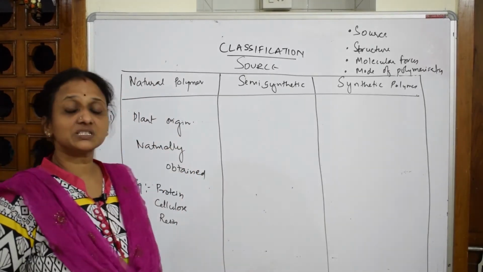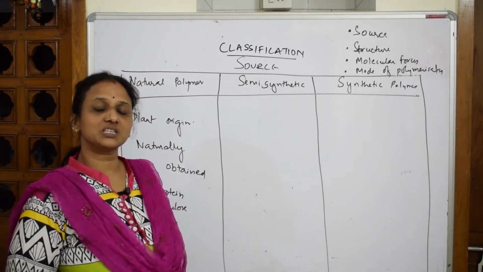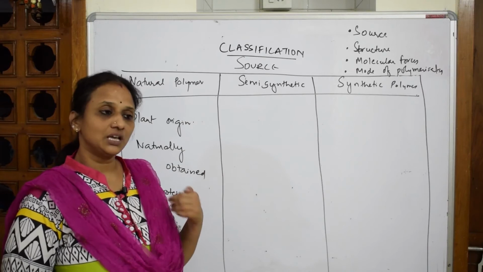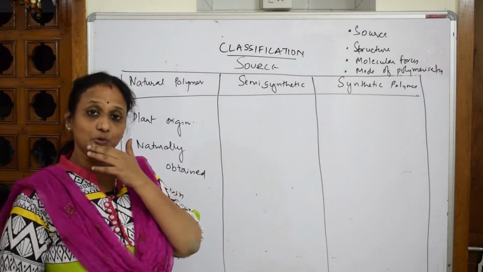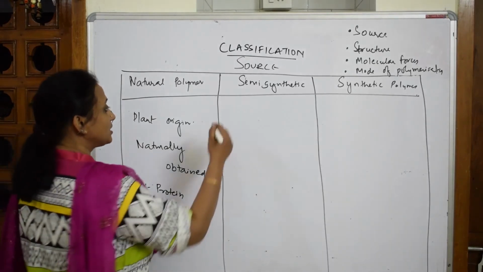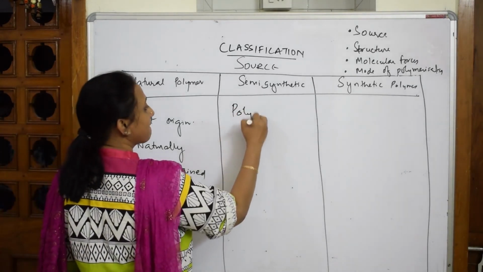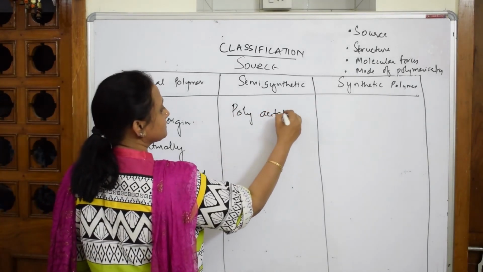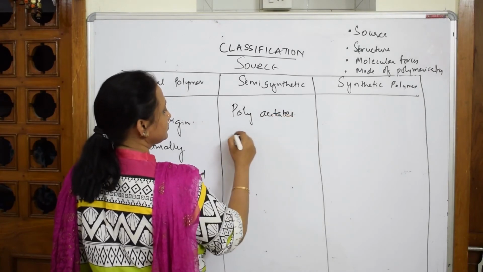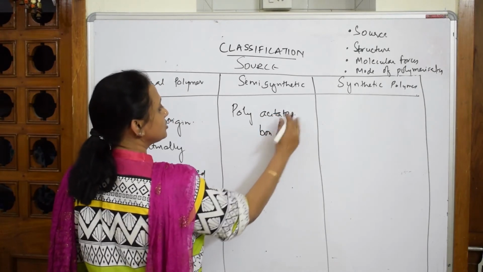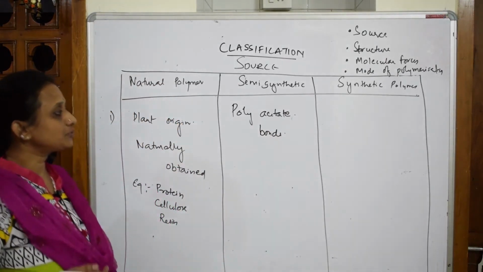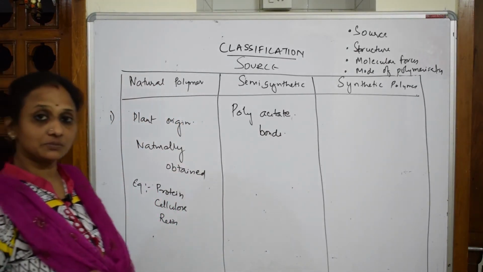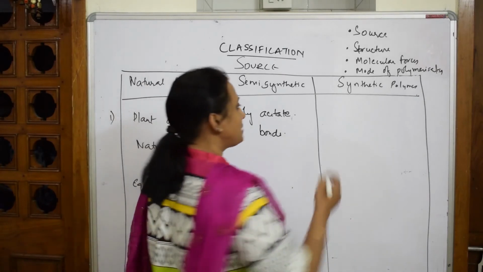So when I have to speak about semi-synthetic, basically we speak about semi-synthetic polymers are those where you have acetate bonds, basically polyacetate or polyester bonds. So they are basically called polyacetate bonds in them, right? So when I have to speak about synthetic polymers, these are man-made polymers.